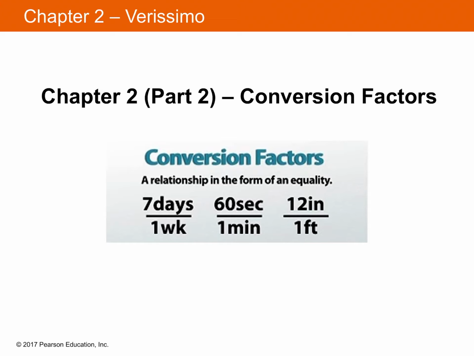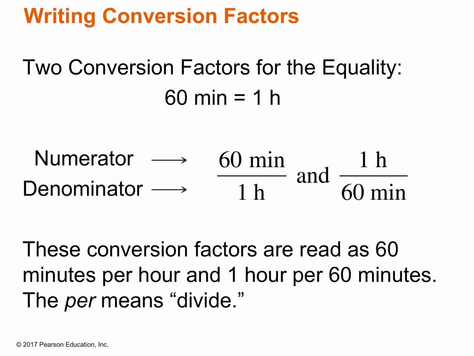Last time we were talking about equalities, which are ways of relating two things that mean the same, like 7 days and 1 week, or 60 seconds and 1 minute, 12 inches and 1 foot. Those are all the same value, right? It's different ways of talking about the same thing. And those are equalities. So today we're going to take our equalities and write conversion factors, which will allow us to convert between units.